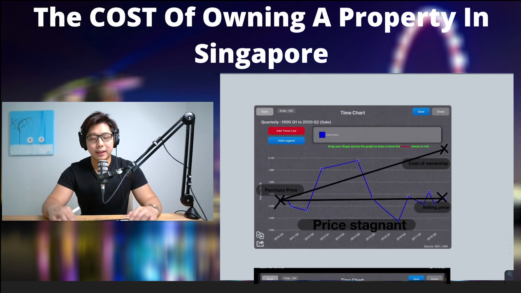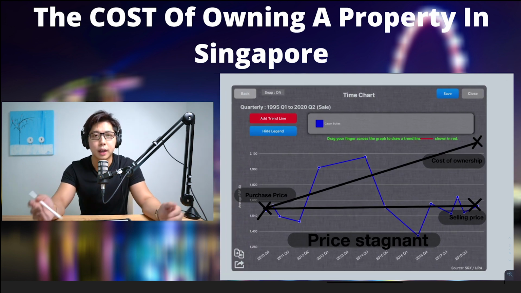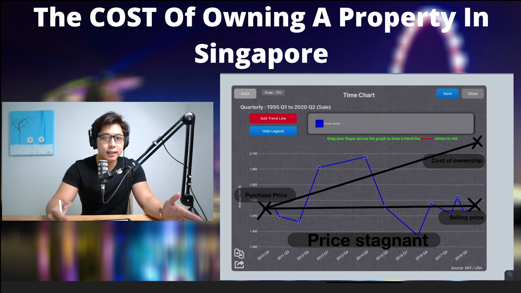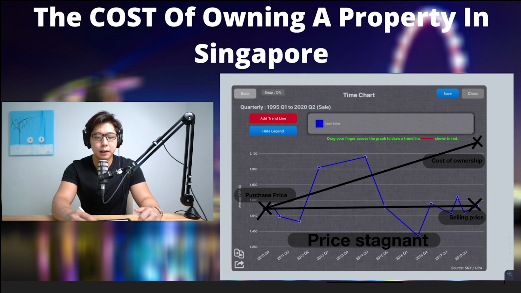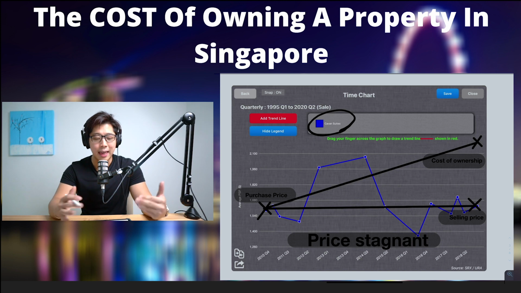So I'm just going to show you an example of what we call a historical time chart. Every property, if you go onto URA, you'll be able to find the price movement of that property from the day it first started selling all the way to today. Let me give you an example of this property called Cavan Suites, right? They started selling in the year 2010. And if I draw a line across, as you can see on my iPad, in the past 10 years, the price has been stagnant, right?